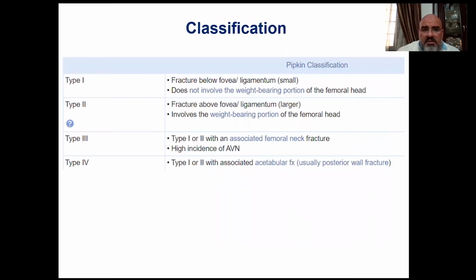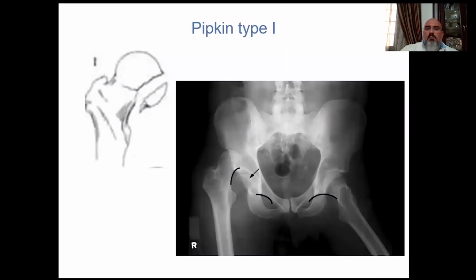How to classify such a fracture? The most popular classification is the Pipkin classification. It's classified into 4 types. Type 1, you have a small fragment inferior to the attachment of the ligamentum teres, which is the fovea. It's away from the weight-bearing area, like you could see here in such an X-ray.